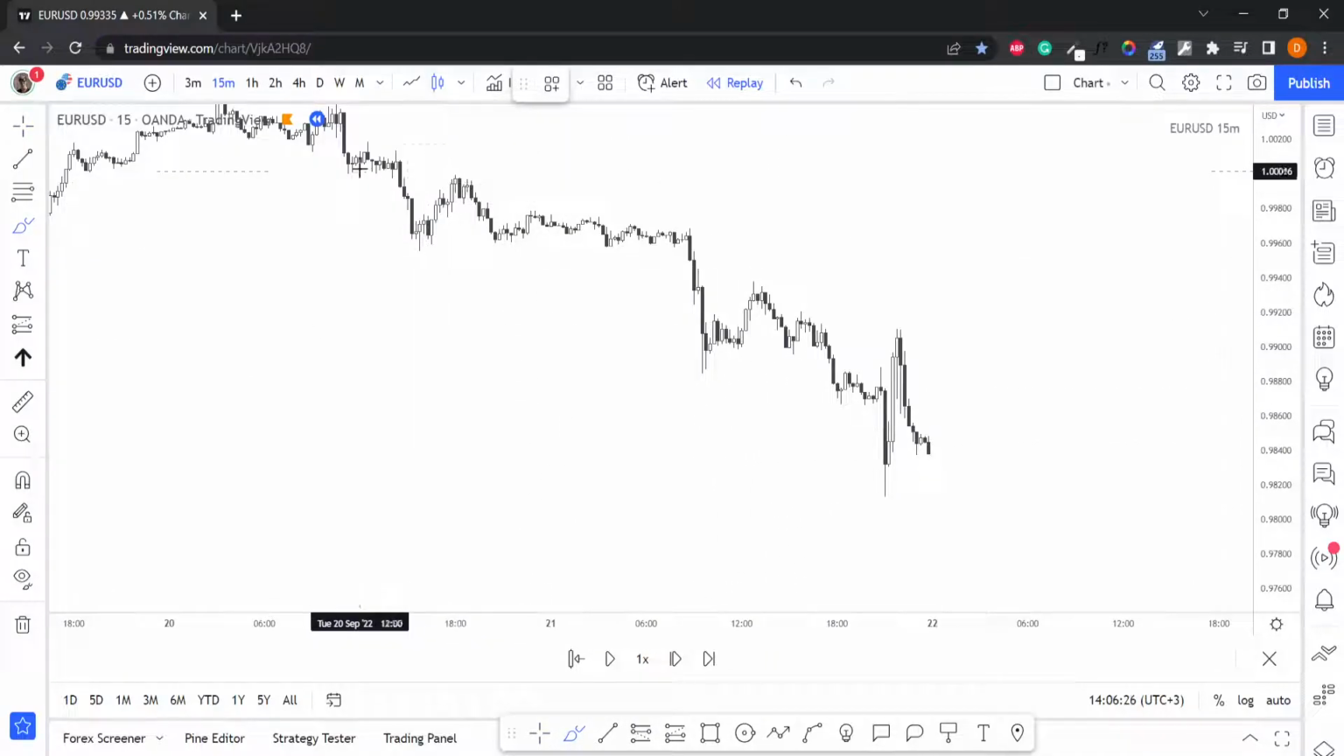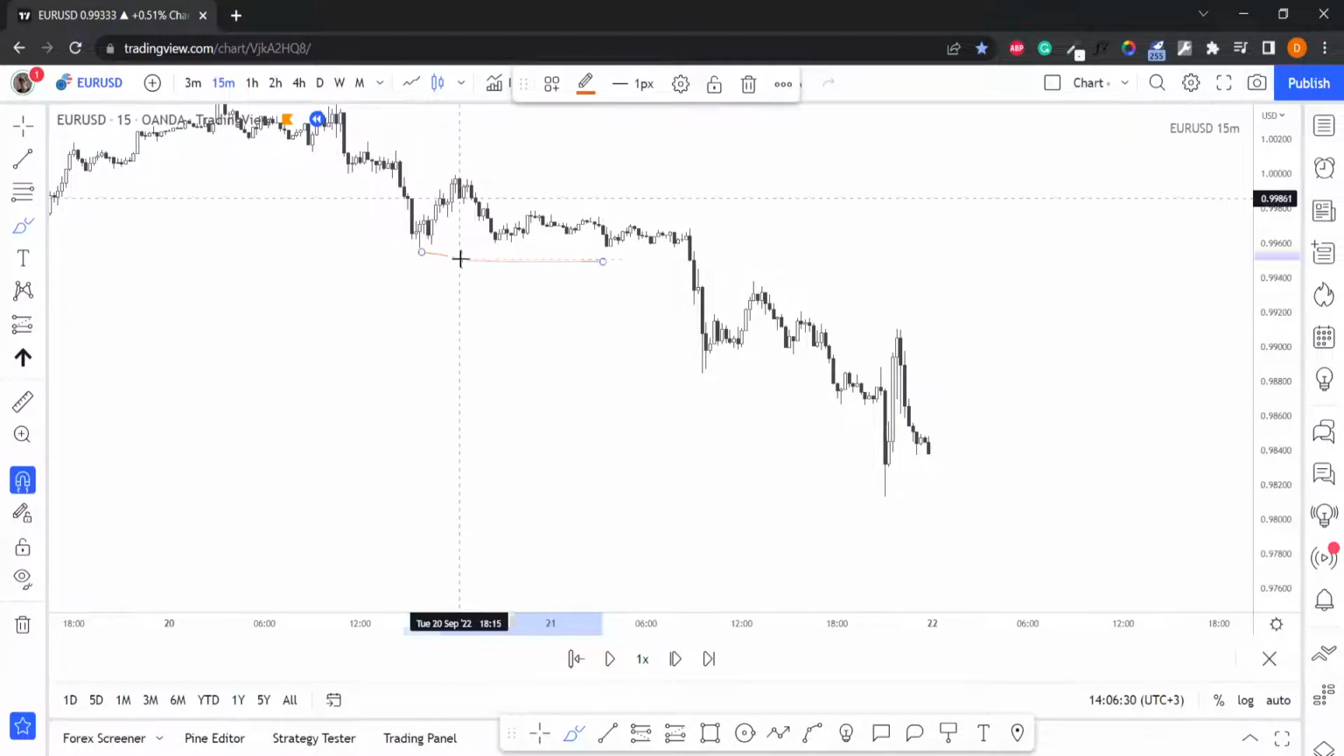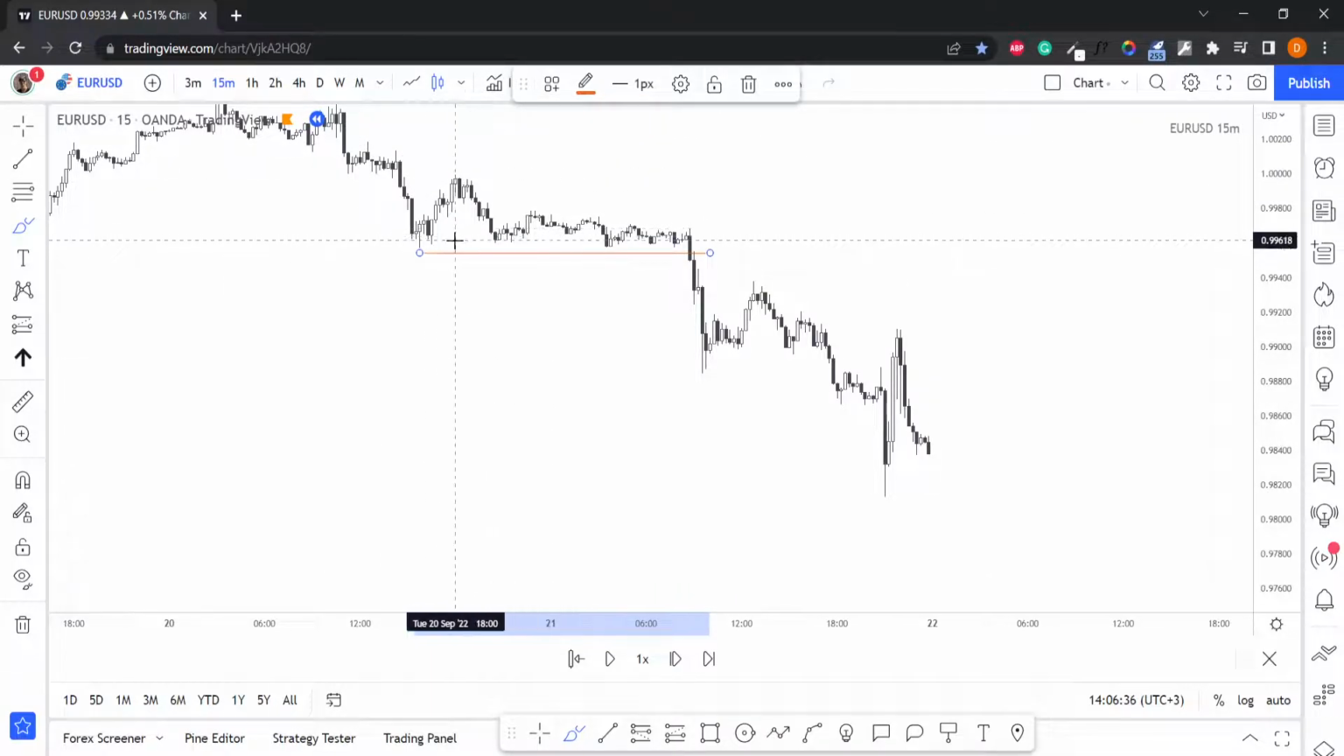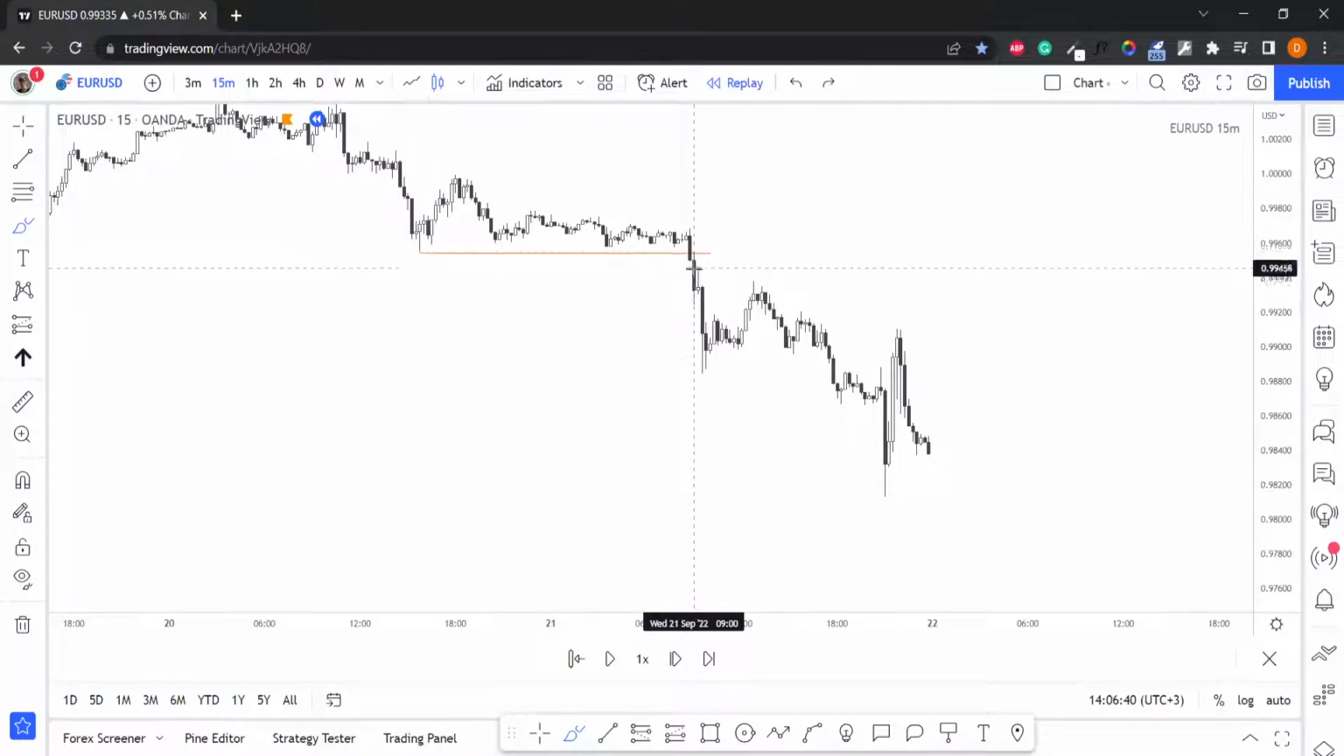So we zoom out a bit and go from left to right. Let's start with this obvious low that came from somewhere from there. We actually are not interested in it right now. So we have a break, we follow the impulse, we wait until the pullback happens.